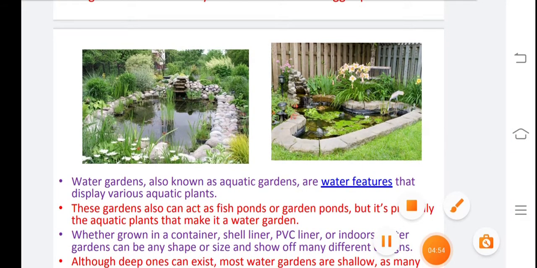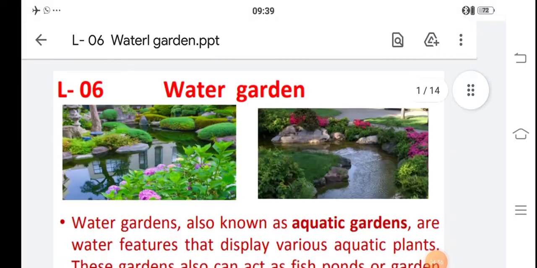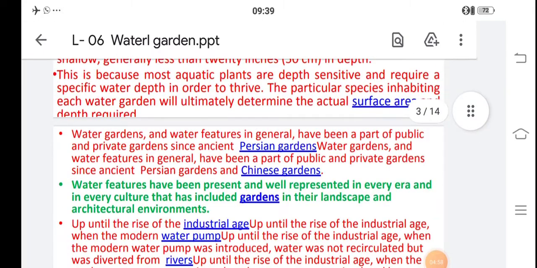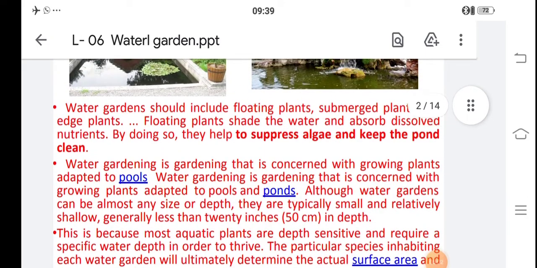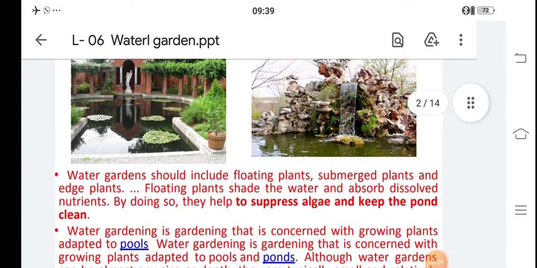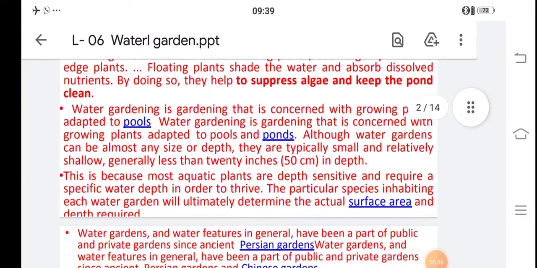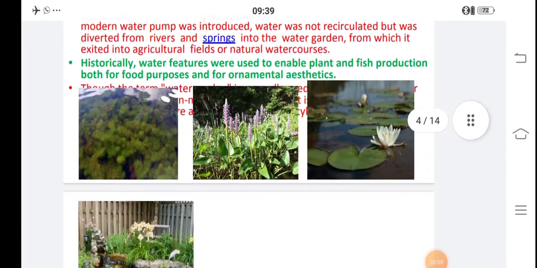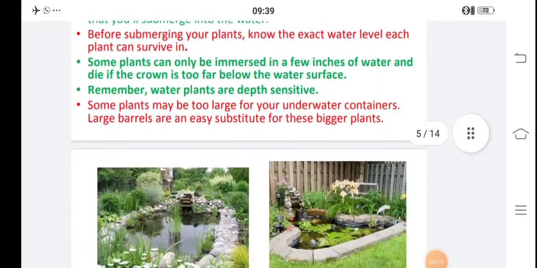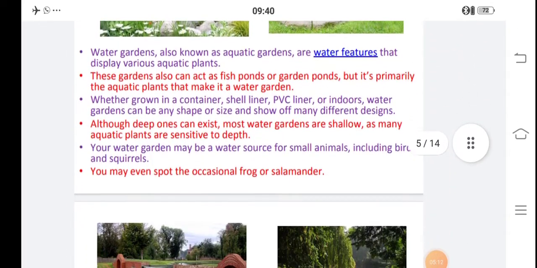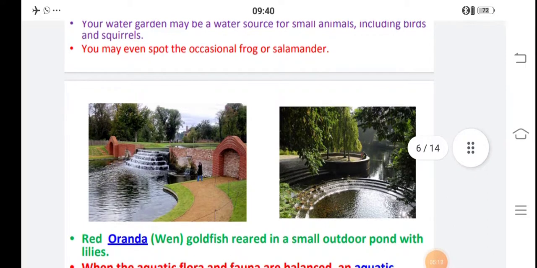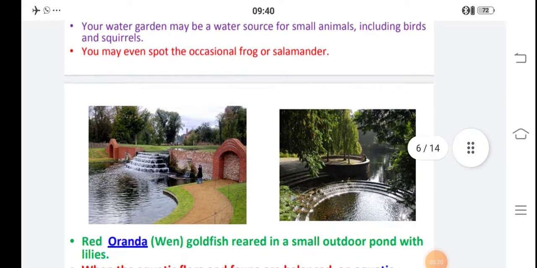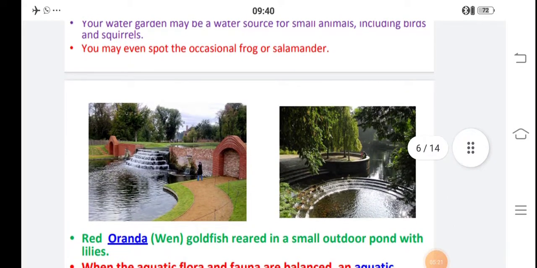So basically in the water gardens we have to consider these parts. Here we have already seen. These gardens show specifically the shallow condition, right? You see, this is a good photograph of the garden, and how it is maintained.